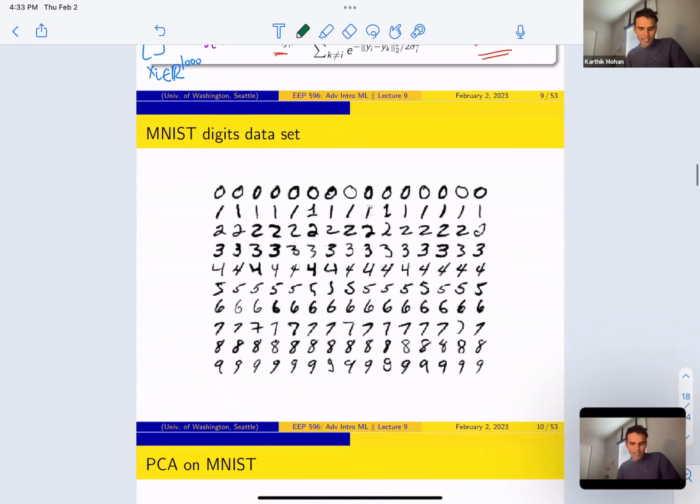So let's take an example. So let's say you have the MNIST digits data set. So this is, how many of us have looked at this data set before or worked with it before? Okay, I see a couple of hands.